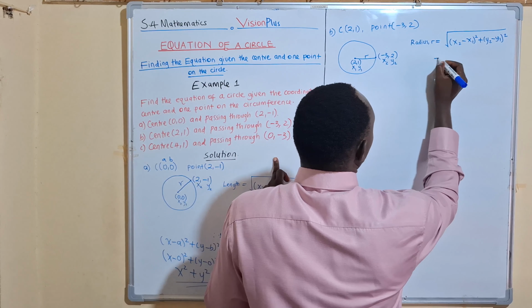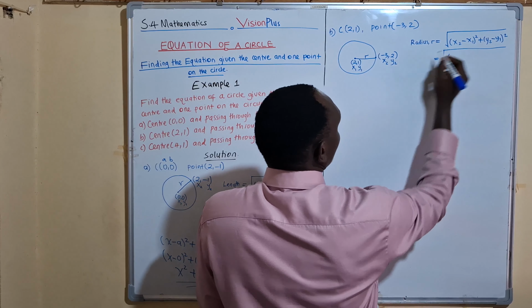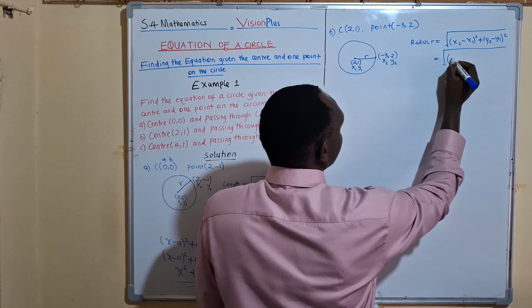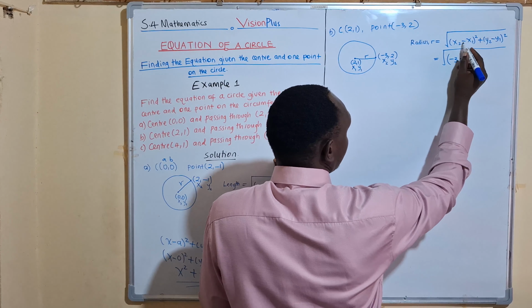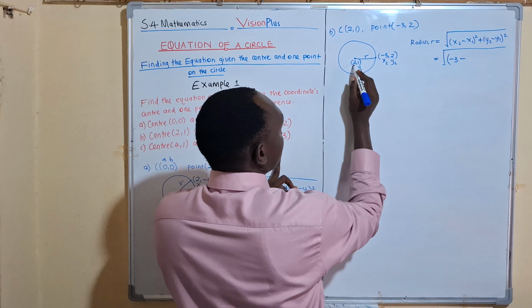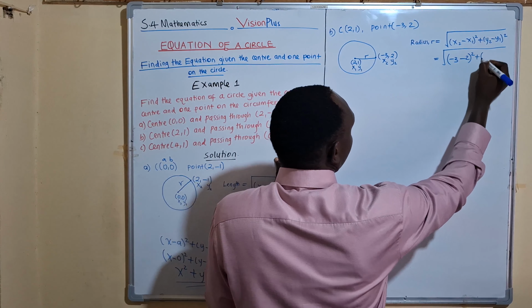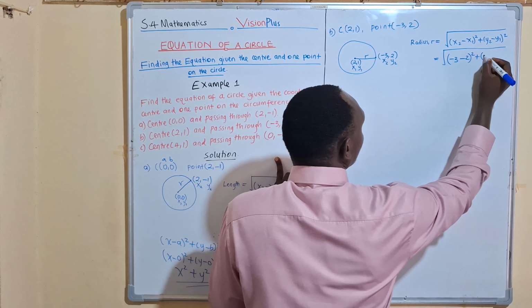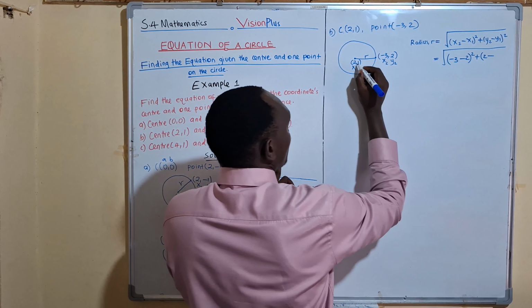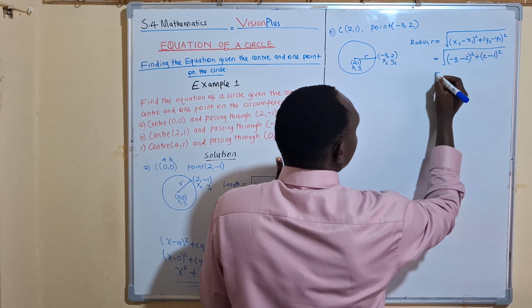Then we come here and substitute. This gives us the square root of x2. x2 is negative 3. Please take the signs of the numbers, minus of the formula. x1 is 2, squared, plus y2 is 2, minus of the formula y1 is 1, and then we square. Then you press the calculator.